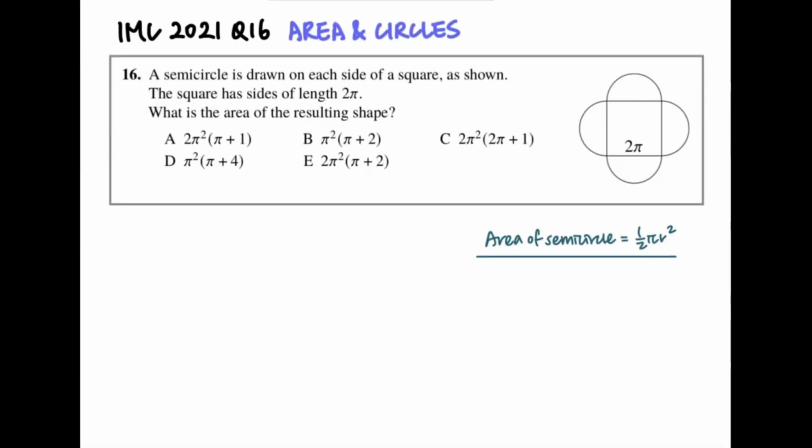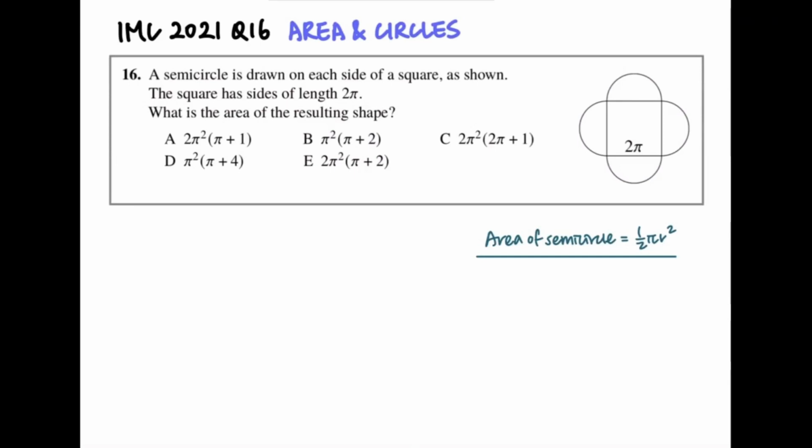This question is IMC 2021 question 16, and it covers areas and circles. The question gives us the side length of 2 pi of the square, and we have to get the area of the shape you see on the right.